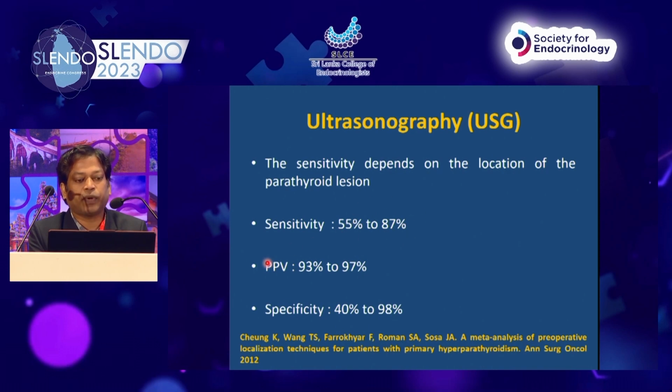The positive predictive value varies from 93 to 97%, and the specificity, similar to sensitivity, varies from 40 to 98%. Particularly when the parathyroid tumors are smaller, multiple, and ectopically located, both sensitivity and specificity go down.